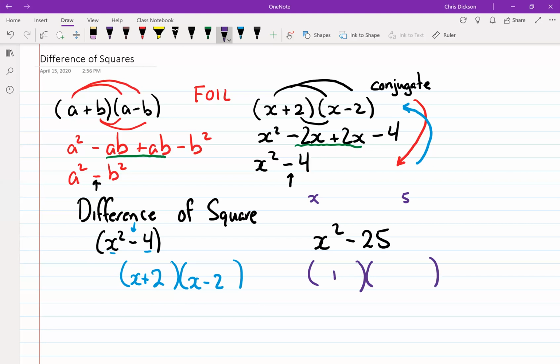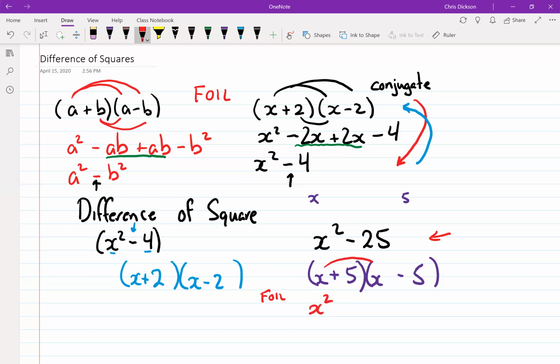So plus and minus. Square root of x squared is x, and then 5 and 5. And once again, if you expand that, you should be able to get back to the starting point, the question that you were given in the beginning. So can we get back to this by using our FOIL? And we'll show that you definitely can. x times x is x squared.